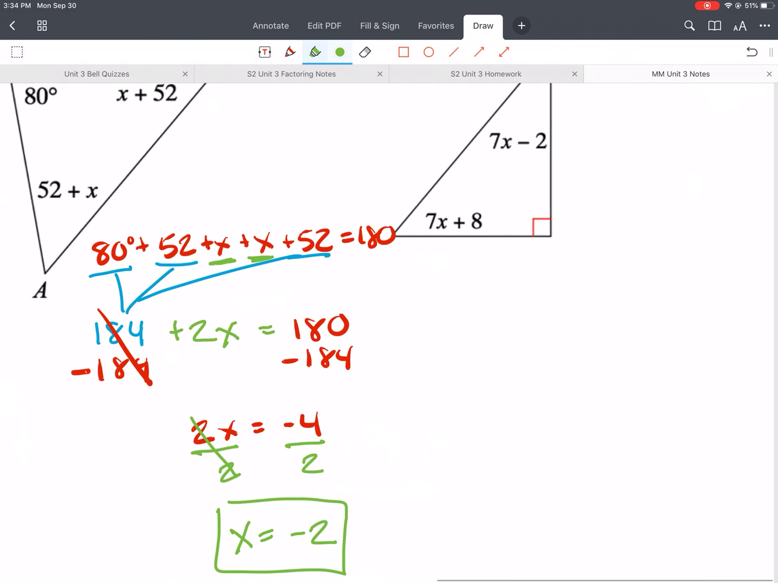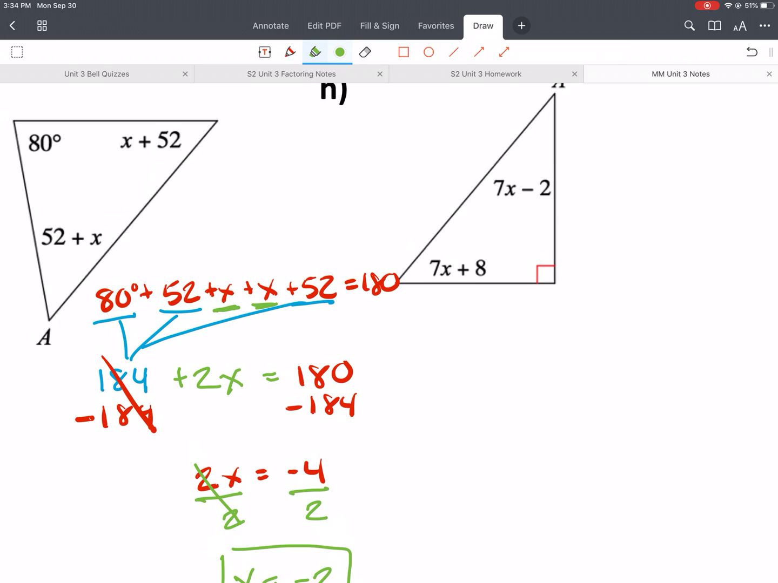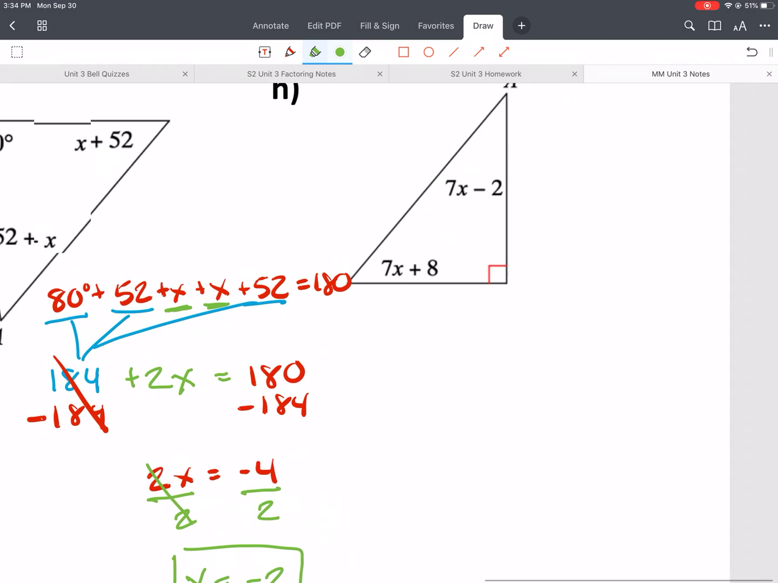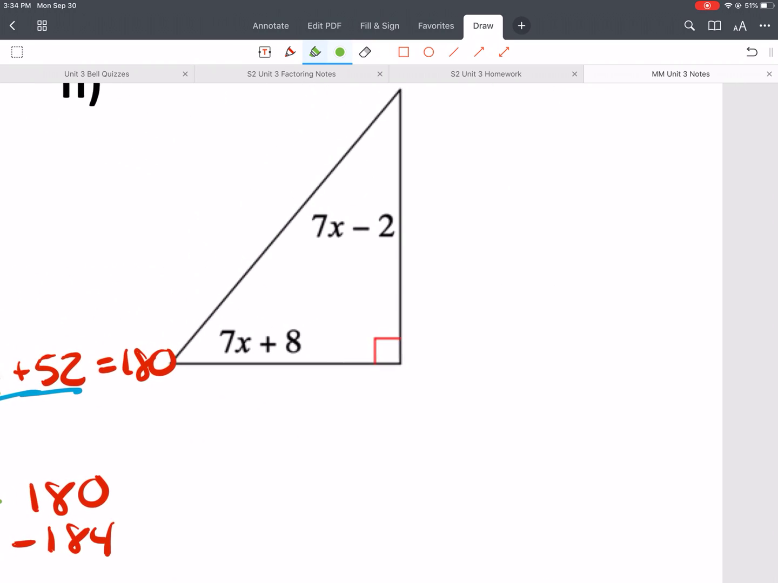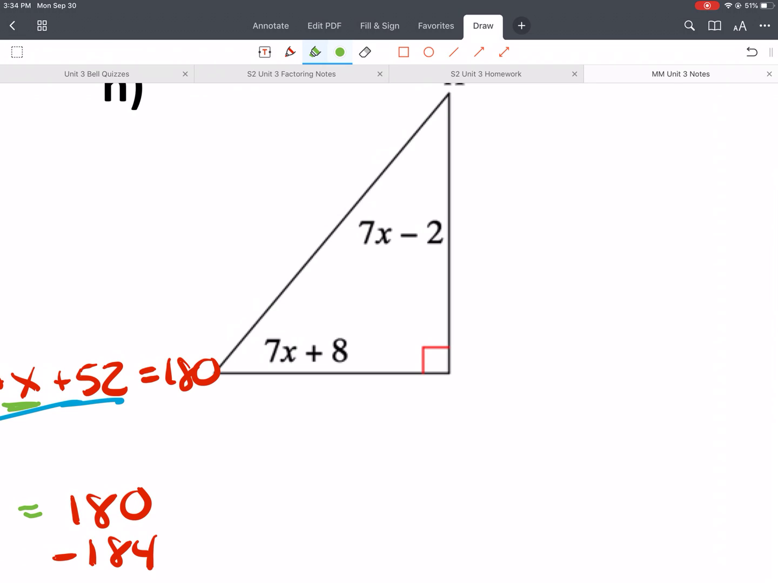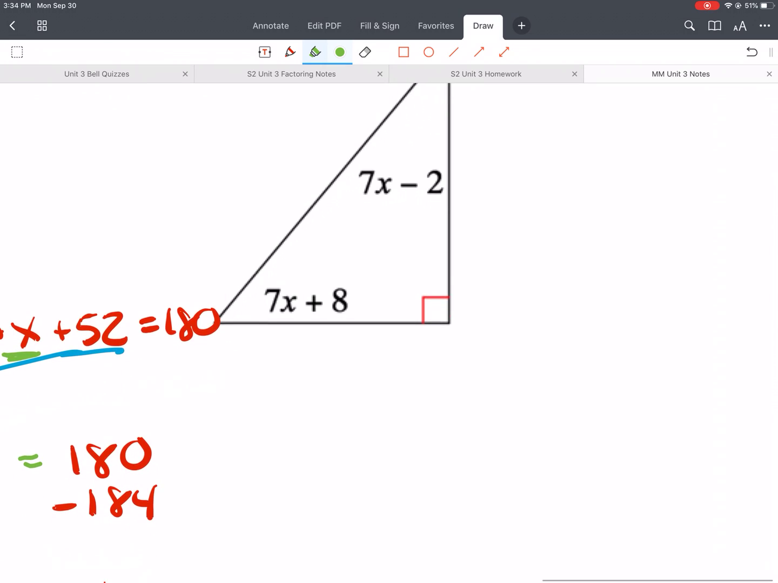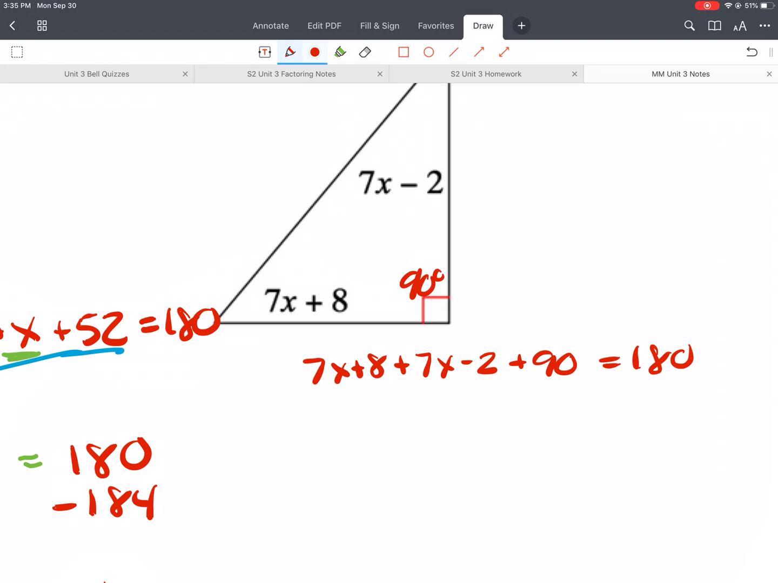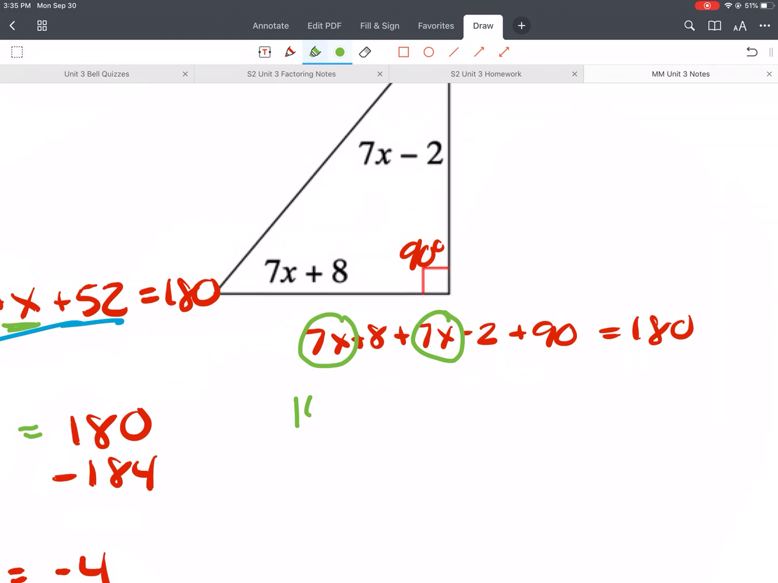Okay, and then things get a little different now that we have x's by themselves. So let's look at a problem where we have some sort of multiplication by our variable. Okay, so we do the same sort of thing. We do 7x plus 8 plus 7x minus 2 plus 90. Okay, remember this is 90 equals 180. And then we'll combine like terms. So let's maybe combine the ones that have the variables. That ends up giving us 14x.